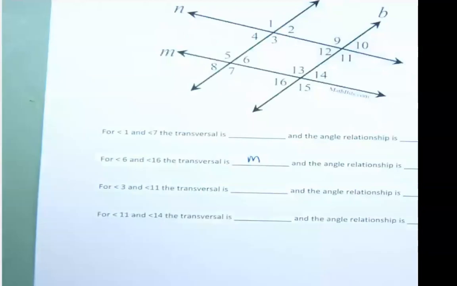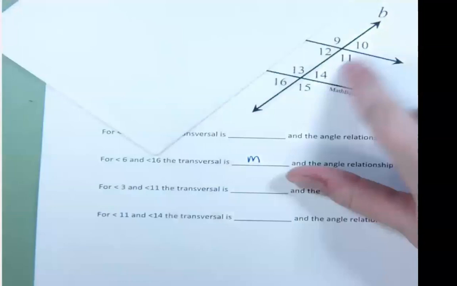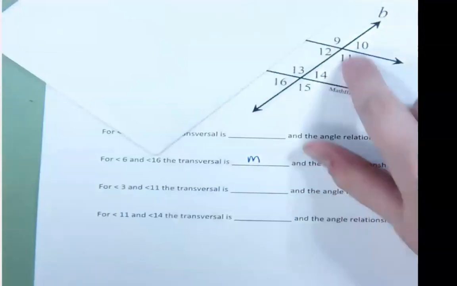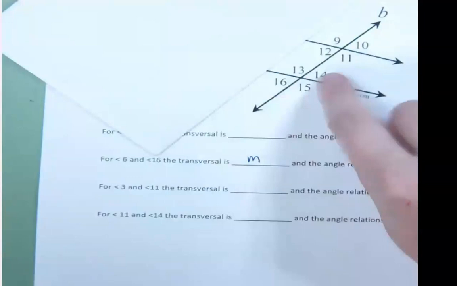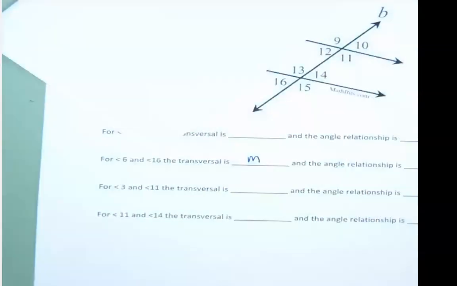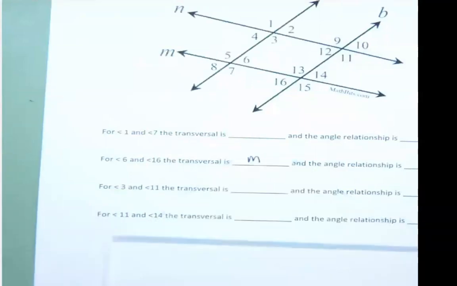All right, last one, 11 and 14. We'll just look at this one real quick, we're running out of time. 11 and 14 are on the interior. B is their transversal, and they're on the same side. So they're going to be same side interior angles. Just know that you'll have a few questions on the test that are similar to this. Should be easy for you guys.